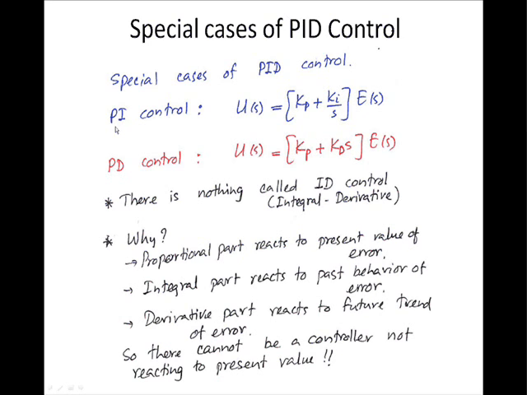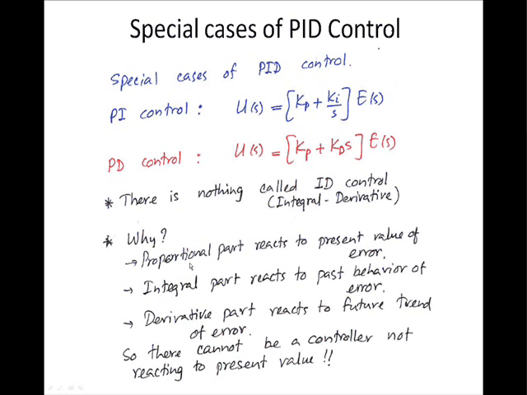Special cases of PID control. There can be PI control without the derivative part, then the transfer function will be Kp plus Ki over s. There can be PD control, proportional derivative control, without the integral part, then the transfer function is Kp plus Kds. But remember, there is nothing called ID control or the integral derivative control.